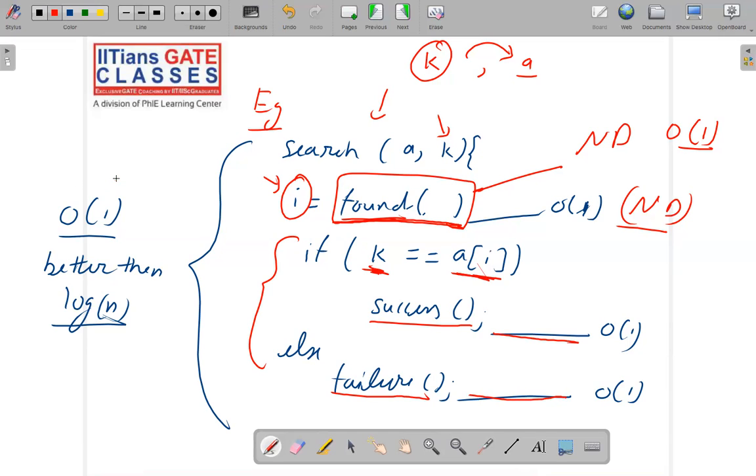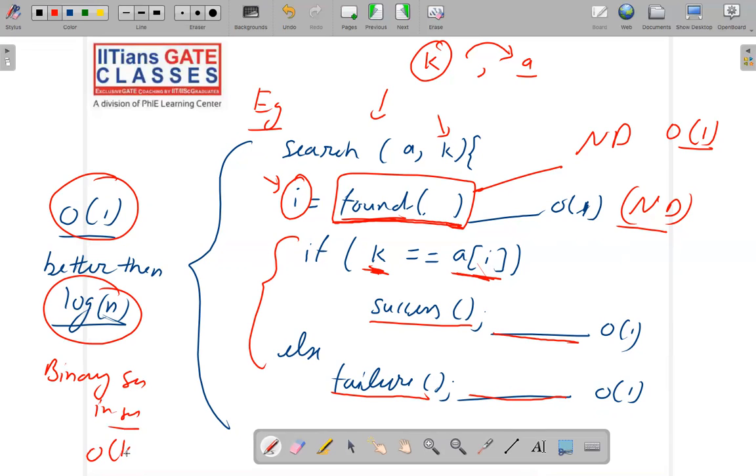So all over, I am taking order of 1 time, which is better than log n, because there is a very good algorithm, binary search in sorted array, which takes order of log n. So I'm performing better than that. So using non-determinism, I solved the searching of the element in order of 1 instead of order of log n.